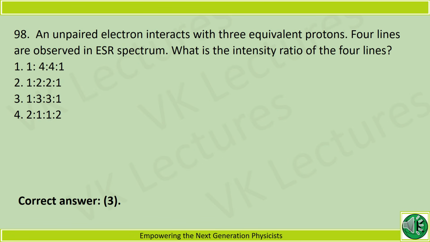An unpaired electron interacts with 3 equivalent protons. 4 lines are observed in the ESR spectrum. What is the intensity ratio of the 4 lines? The correct answer is option 3, 1:3:3:1.